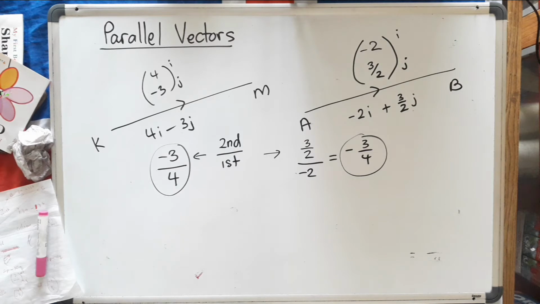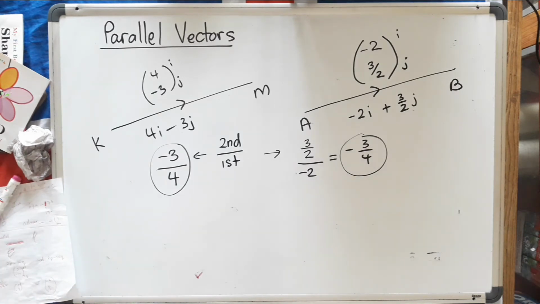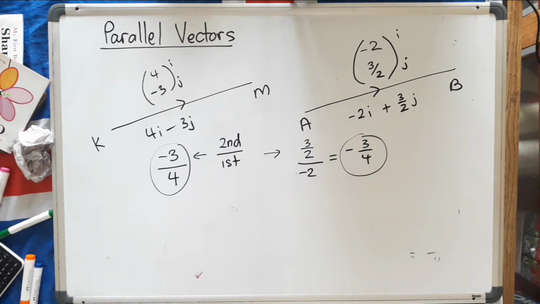But there's a disadvantage to the shortcut. When you do it this way, you can't tell which one is the longer vector and which one is the shorter vector. So I would only use this method if I'm in a rush, or I don't care which one is the longer one or which one is the shorter one.